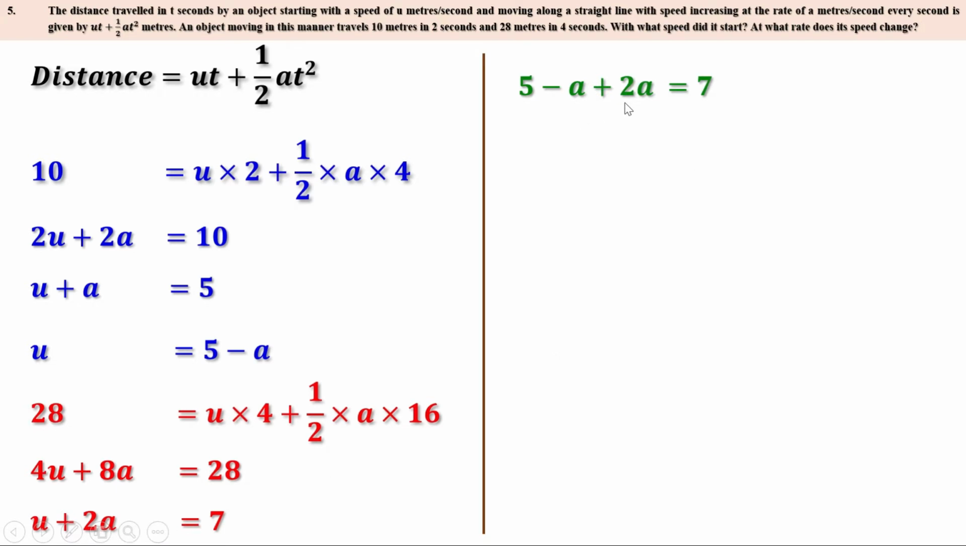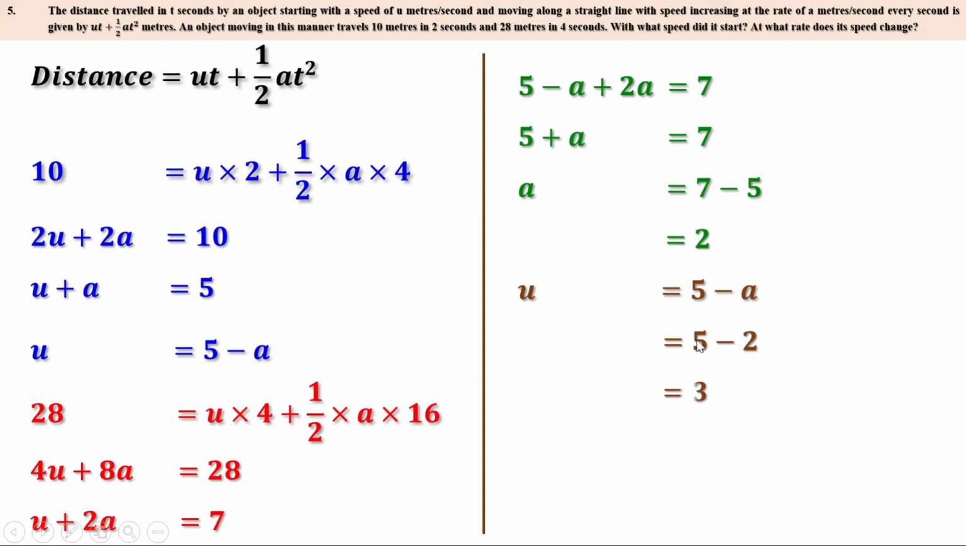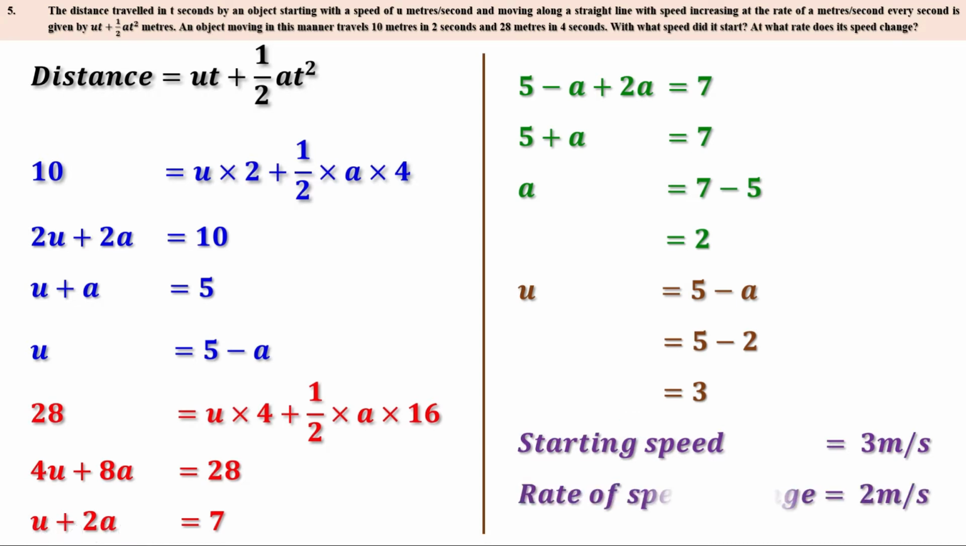Minus a plus 2a equal to plus a. So we can simplify this as 5 plus a equal to 7. Now to find a, let us take 5 on the other side. We get a equal to 7 minus 5, or a equal to 2. Now u is 5 minus a, that is 5 minus 2, or u equal to 3. Therefore, the initial speed is 3 meters per second and rate of change of speed is 2 meters per second.